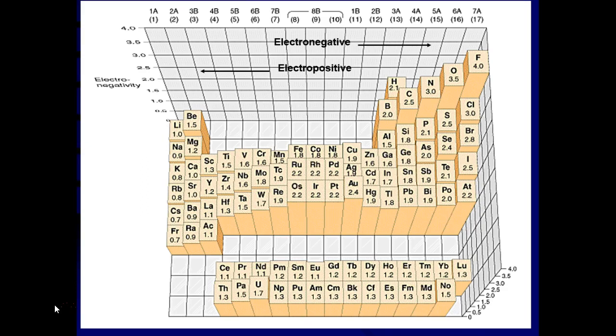You'll notice that the second highest one is oxygen. Oxygen has an electronegativity of 3.5. That's still pretty high. Electrons absolutely love oxygen, and because they like oxygen a lot, they're going to try to spend as much time with it as possible. So oxygen has a super high electronegativity.